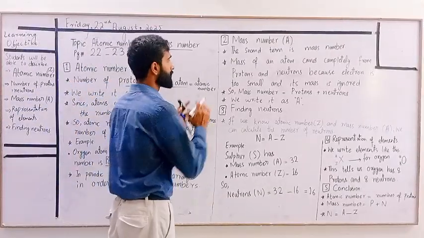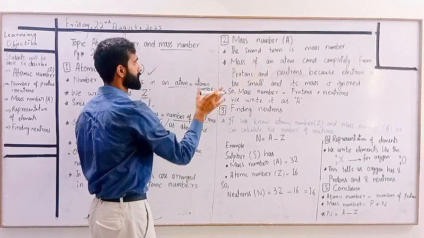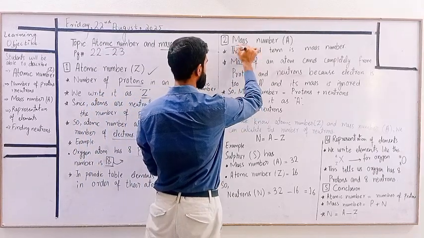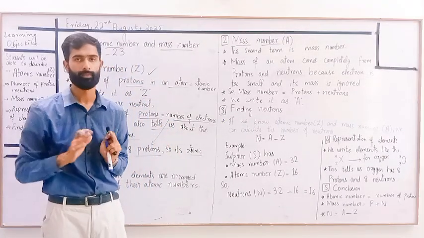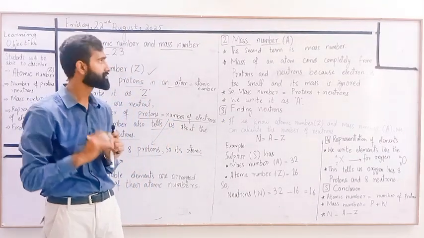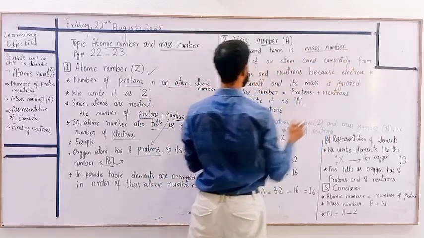Let's discuss the next main topic, which is related to the mass number. What is mass? Mass is the weight of something. So the second term is mass number.